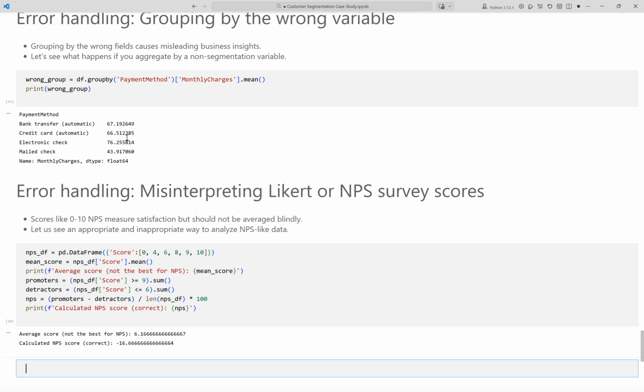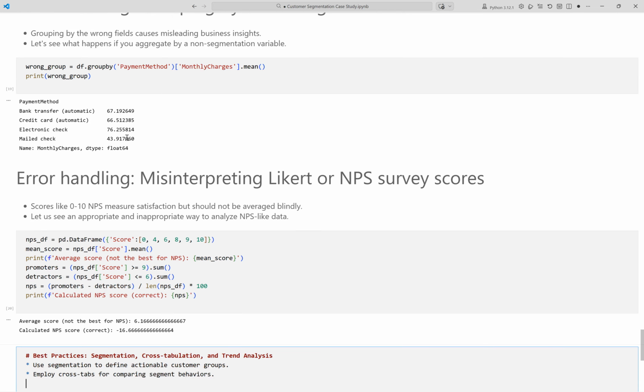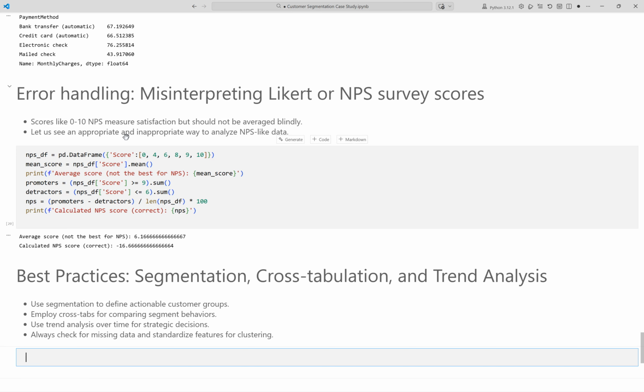Best practices: segmentation, cross-tabulation, and trend analysis. Use segmentation to define actionable customer groups. Employ crosstabs for comparing segment behaviors. Use trend analysis over time for strategic decisions. Always check for missing data and standardize features for clustering. Running the cell now. We use crosstab to summarize churn by spending segment, helping marketing teams identify high-risk, high-value customers.